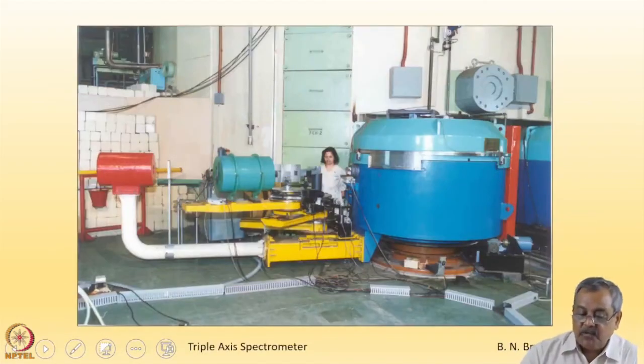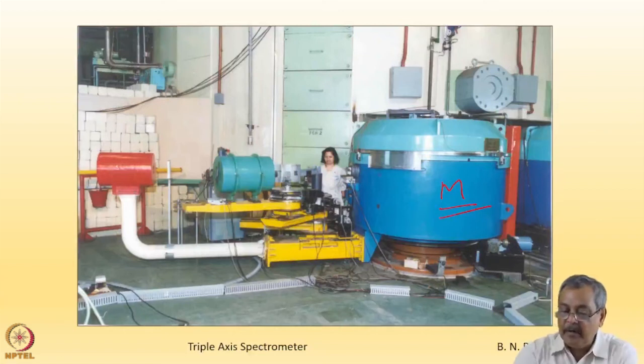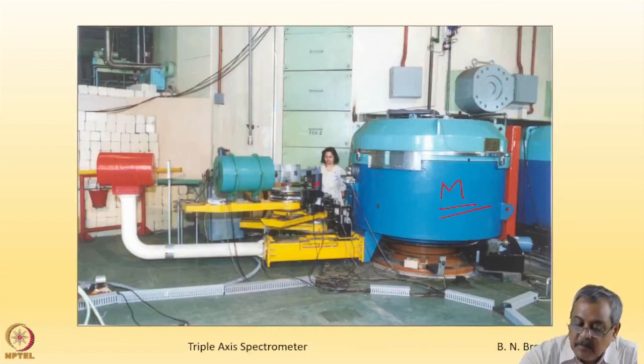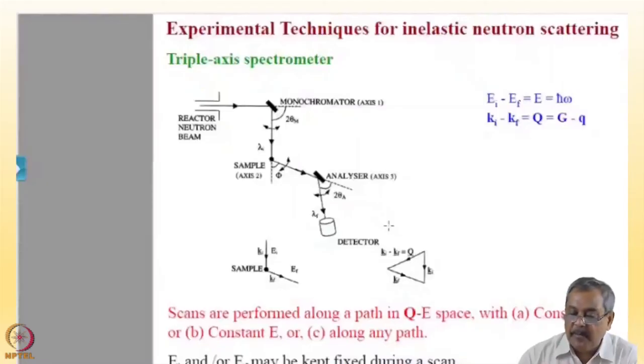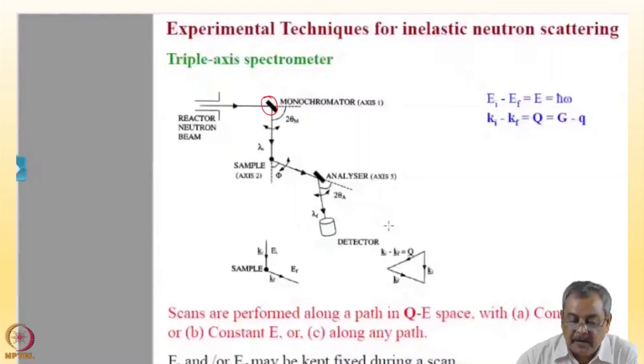And I just show you the triple axis spectrometer at Dhruva. You can see this is the monochromator drum, at the center of which we have the monochromator. Then we have a sample here, followed by another rotation stage on which you have an analyzer and then a detector. So the geometry of the experiment is like this. There is a monochromator which can rotate around its axis to change the incident energy. We have a sample which can rotate around its axis.